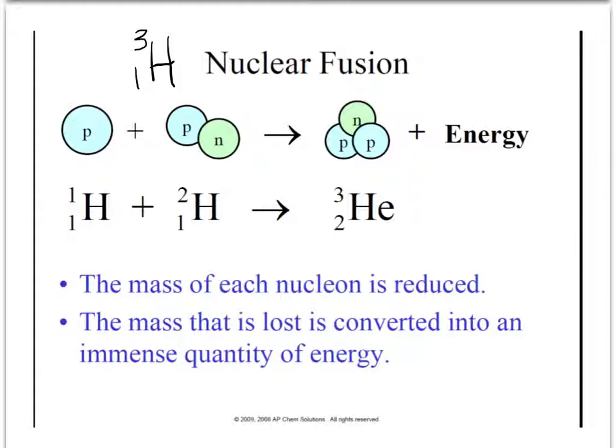The reason we can't do fusion yet is because it requires such high temperatures. There's no material known to man yet that can withstand the temperatures required and created by nuclear fusion. So that's the goal with nuclear fusion, to find a way to do it. You'll hear the word cold fusion. What that means is fusion that happens at temperatures that materials on Earth can withstand. If we can get those, we can use nuclear fusion to power things.